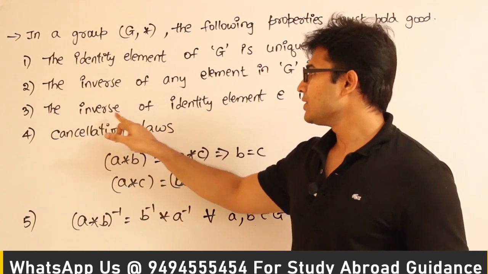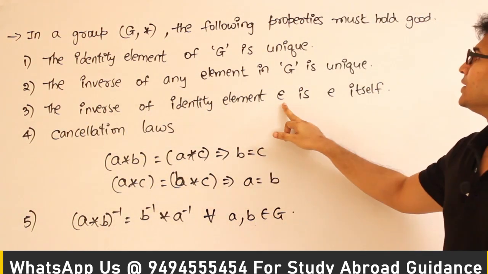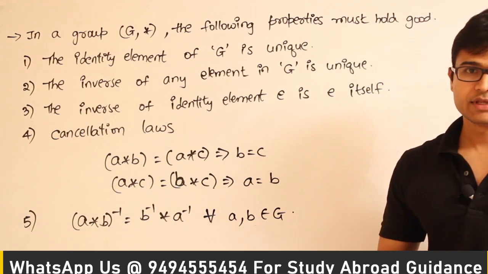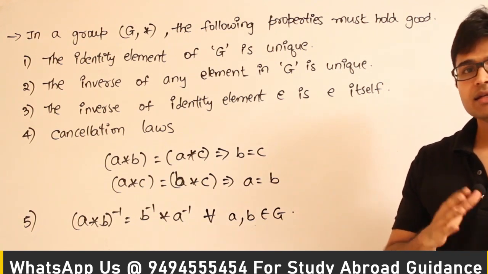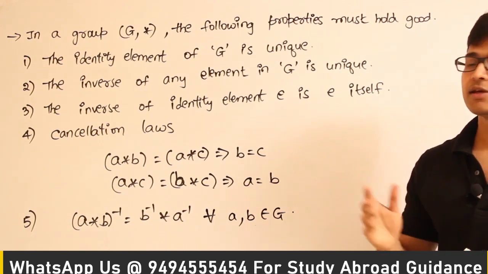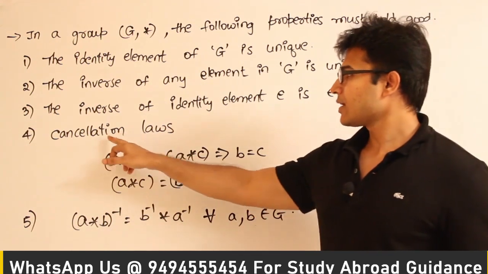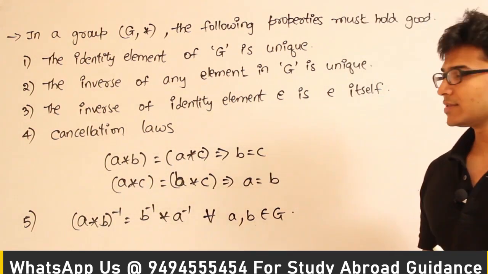Next one is the inverse of the identity e is e itself. So for the element e, e itself is the inverse. You will not get any other element. And then cancellation laws can be applied. So what is the cancellation law?